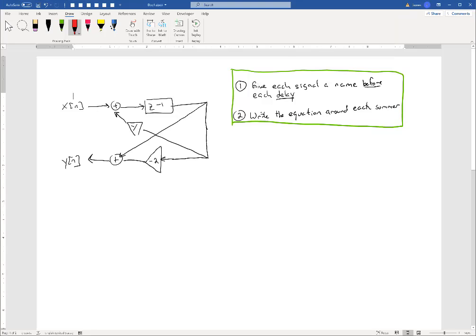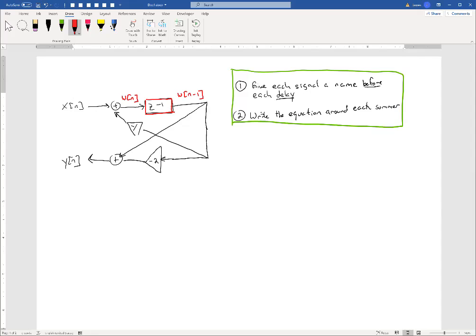Let's firstly find the delays. How many of them? There's just one. There's just one delay right here. So we need to give a signal a name before each delay, and it's got to be a unique name. So we'll call this, say, W of n. And that means that right after the delay, if a W of n goes into the delay, W of n minus 1 must come out. Okay, no more delays. We're done with step 1.